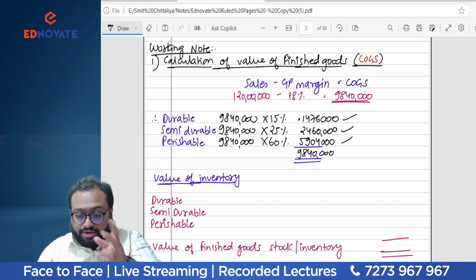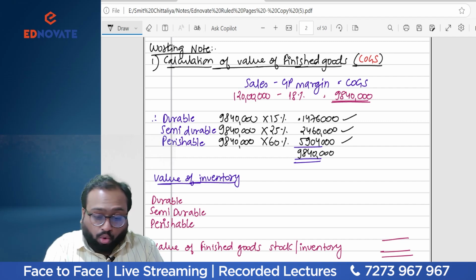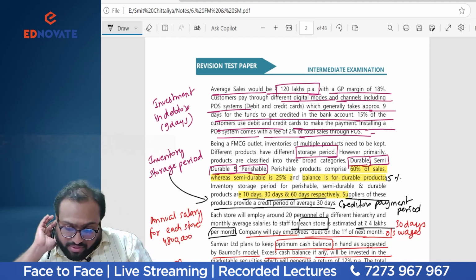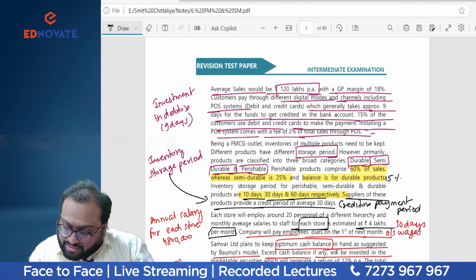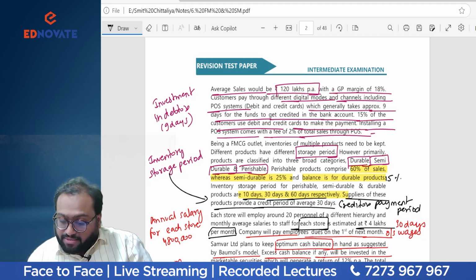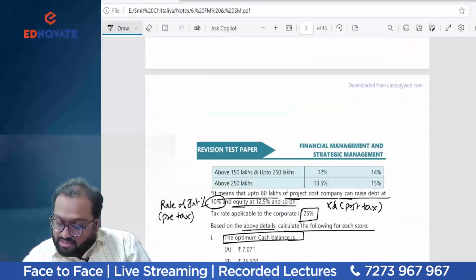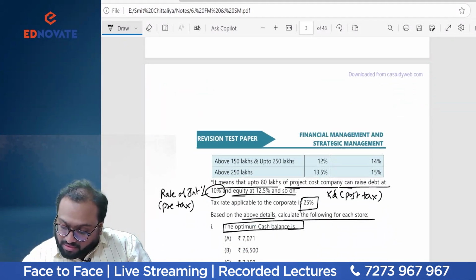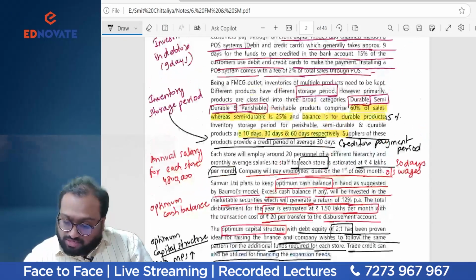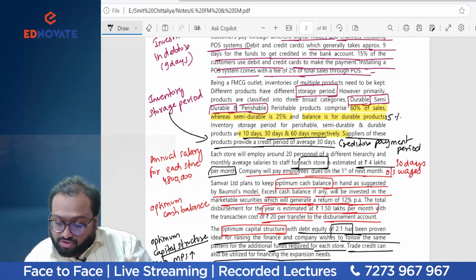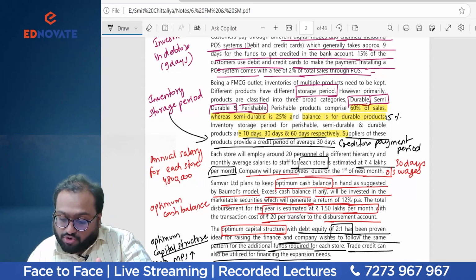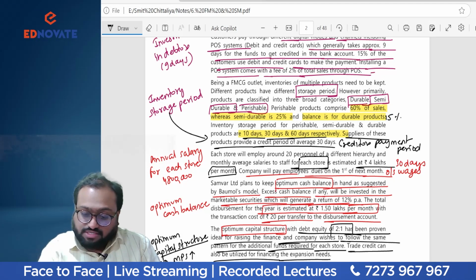We have a holding period of each of them. Now what is the holding period? I think it is 10 days, 30 days and 60 days. Am I right? Do you agree, students? Yes, there are 10 days, 30 days and 60 days for each. For perishable it is 10 days, for semi-durable it is 30 days and for durable it is 60 days.